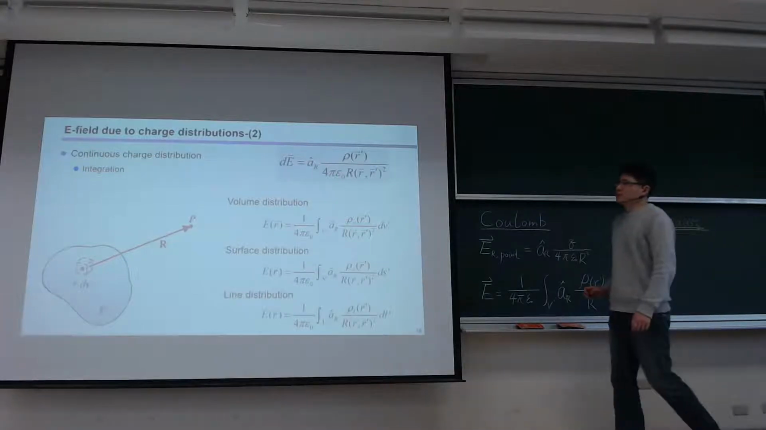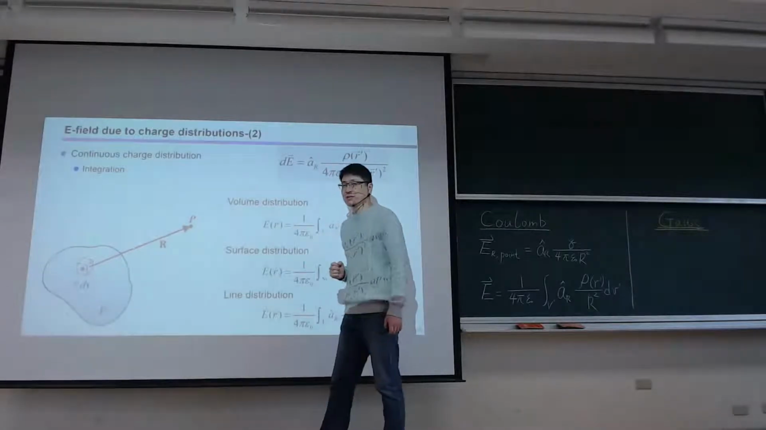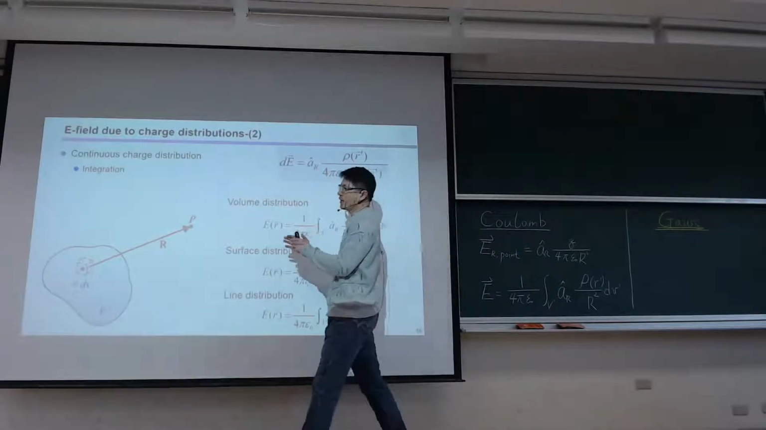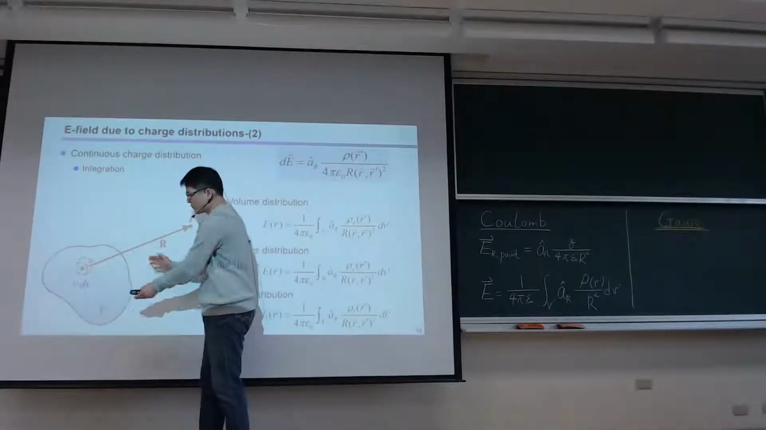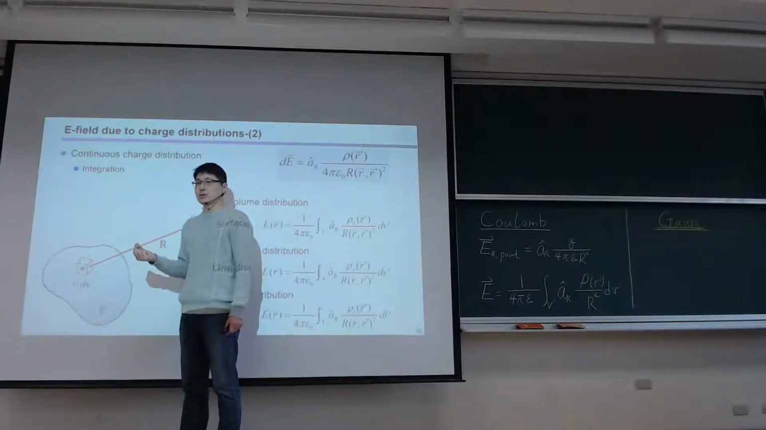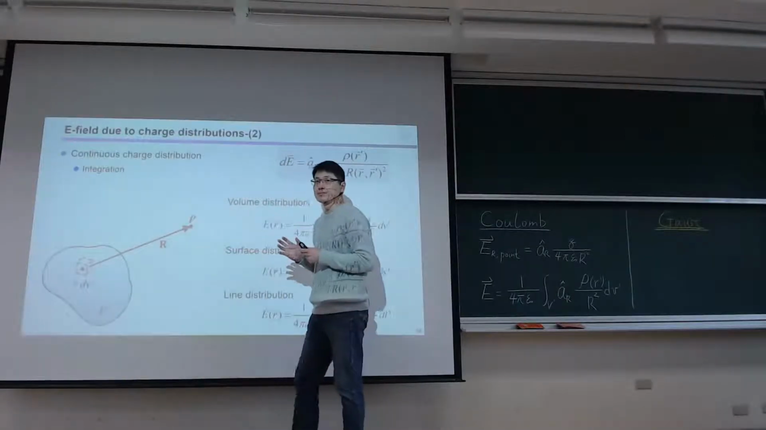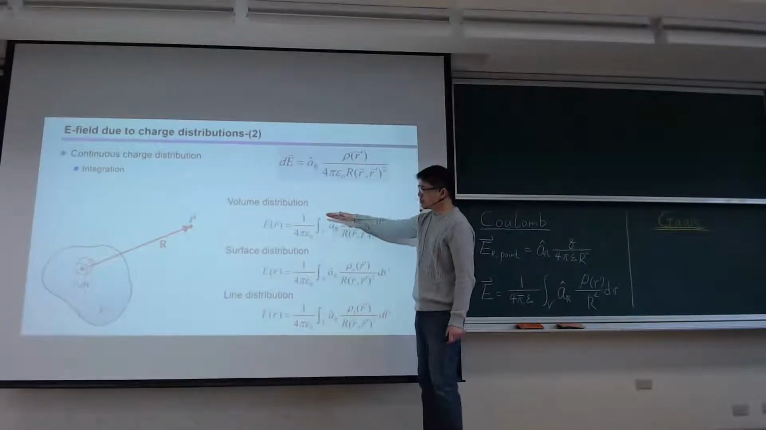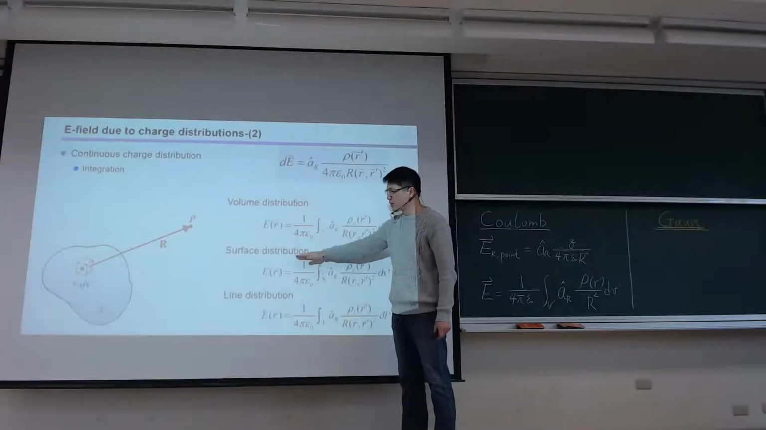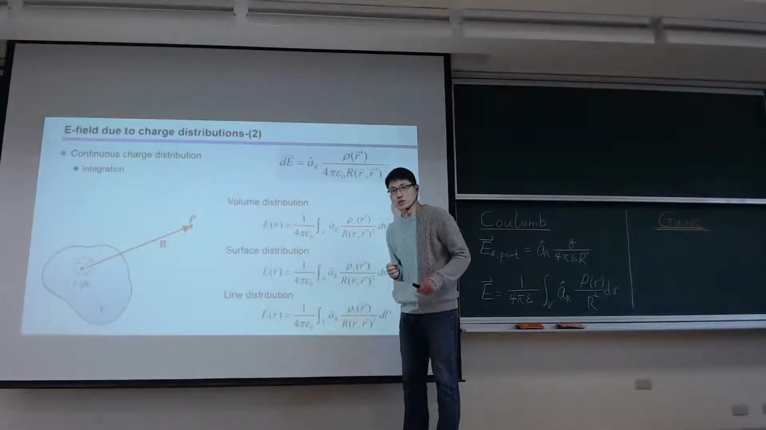So Coulomb was able to calculate, if you have a continuous charge distribution, based on the knowledge of a single charge. If you have a continuous distribution, but locally each point is only comprised of a single charge. So once you know the single charge E-field distribution, you can just sum them all up, right? So these are the three potential charge distributions: volume, surface, two-dimensional distribution, and line distribution, the one-dimensional distribution.